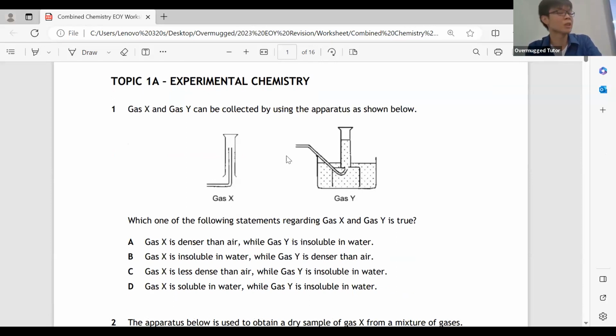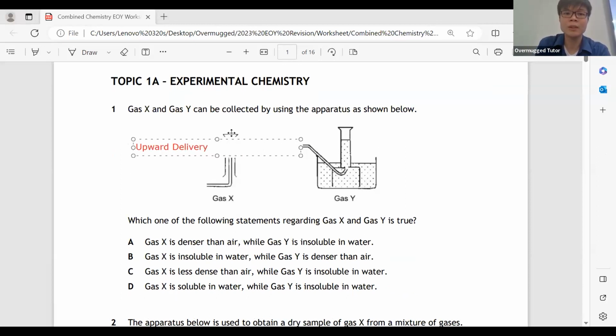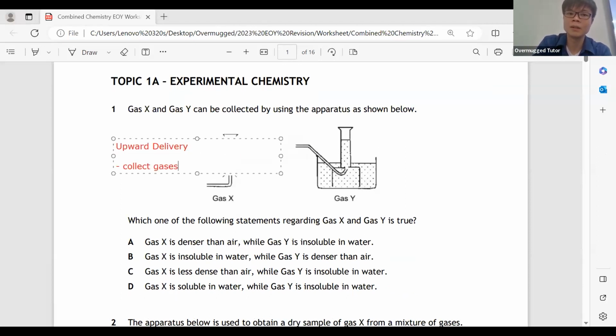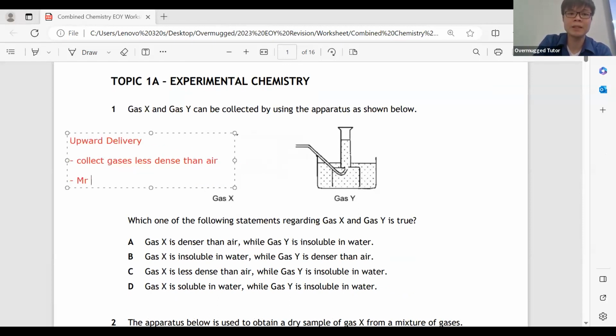So I have these 2 methods of gas collection. The first one on the left is called upward delivery. You use upward delivery to collect gases less dense than air. How do you know if something is less dense than air? The MR is less than 29.